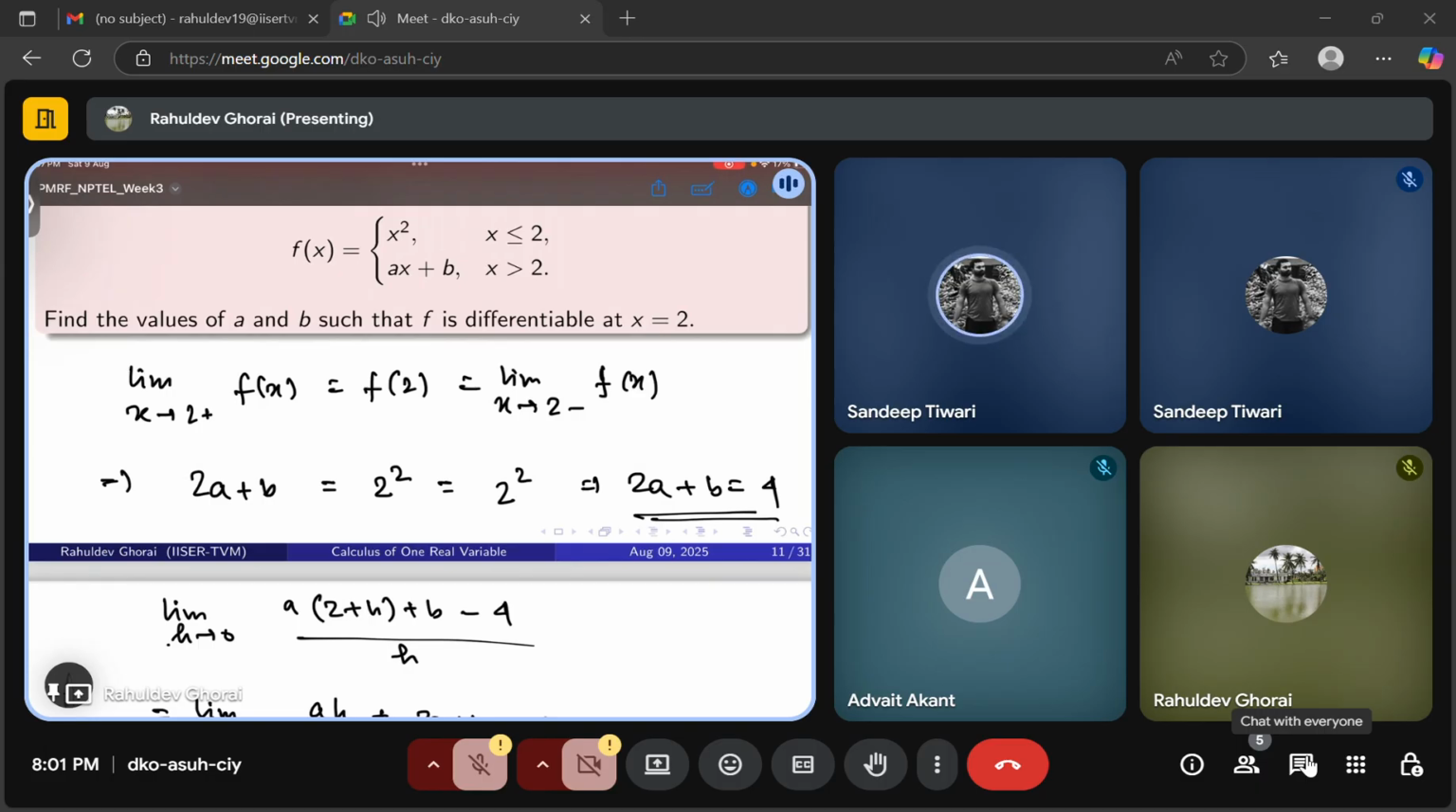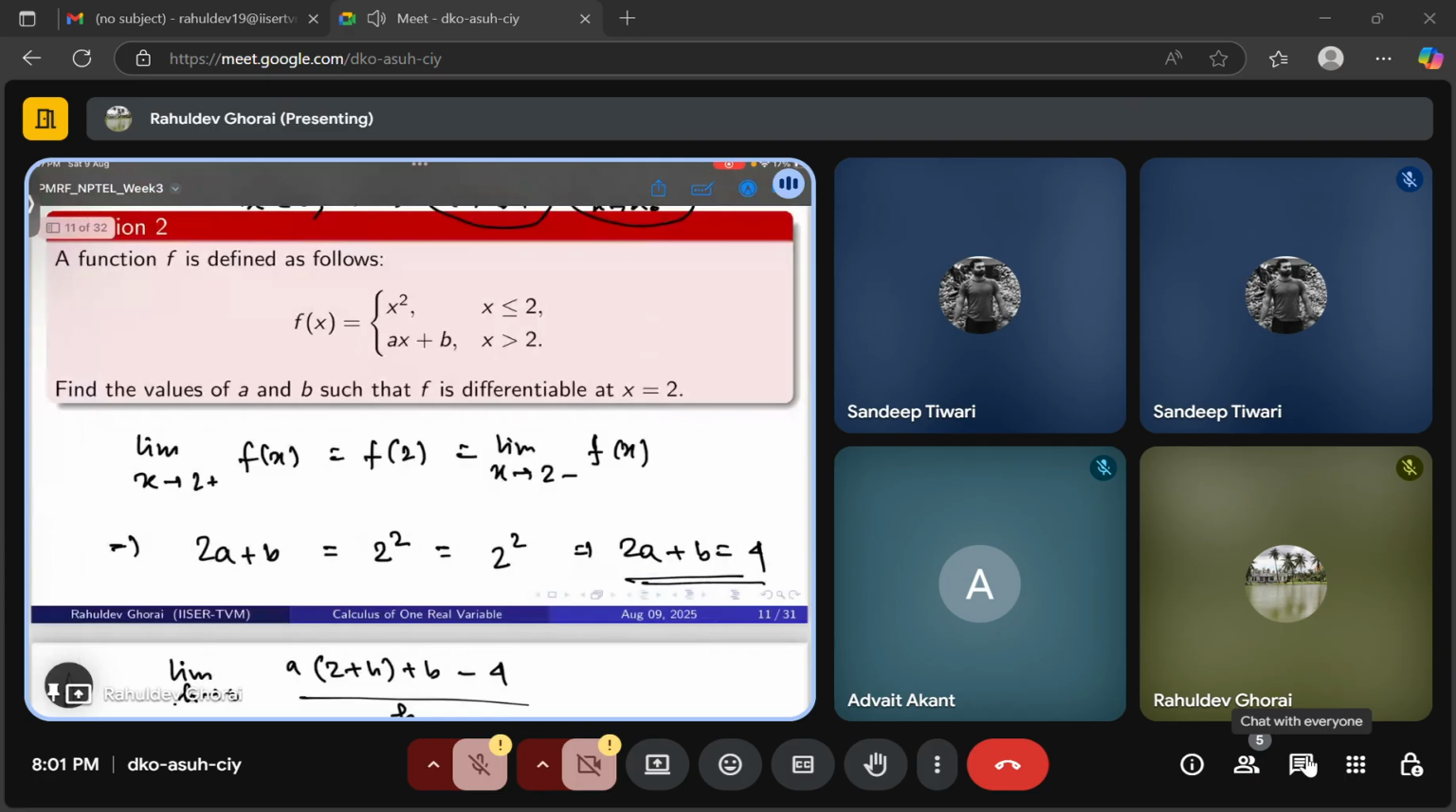I think there is some problem with this question where it has to be continuous. If it is asking that the derivative is continuously differentiable, in that case you can find a and b. Otherwise, with any a, b such that 2a plus b is equal to 4, it will be differentiable most probably.